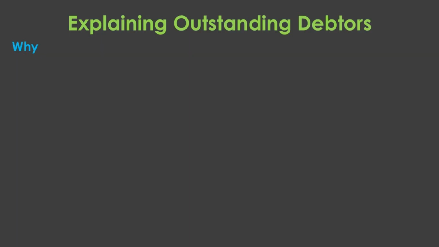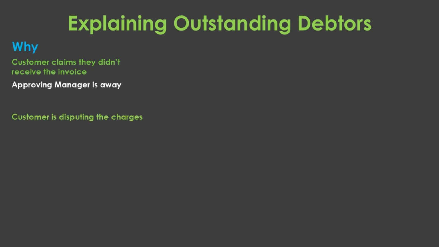What would be some examples of reasons why our customers didn't pay us? It could be because the customer claims they didn't receive the invoice, the approving manager is away, the customer is disputing the charge, which means they don't agree with the value. The customer is having cash flow issues, or perhaps the customer refuses to speak with us. So now we have the whys. Let's have a look at the whats. What will we do to collect the money?